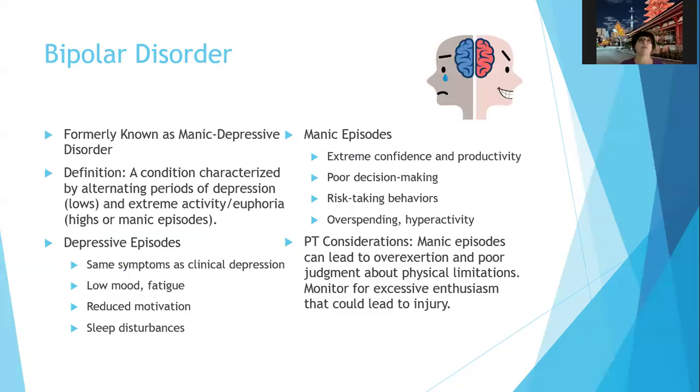It used to be known as manic depressive disorder, and it's those alternating periods of extreme activity and euphoria, or periods of depression. So highs and lows, basically. The depressive episodes are similar to clinical depression. The manic episodes bring extreme confidence and productivity, but poor decision making. People tend to overspend, like they buy a bunch of stuff during their manic phase and then they sell it all during the depressive episodes. Manic episodes can lead to overexertion and poor judgment about a person's physical limitations.